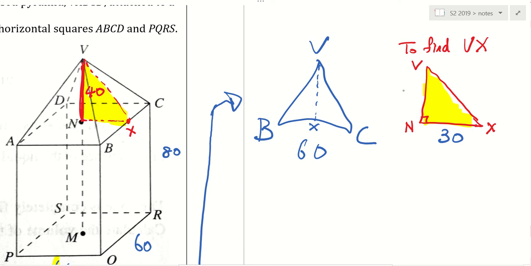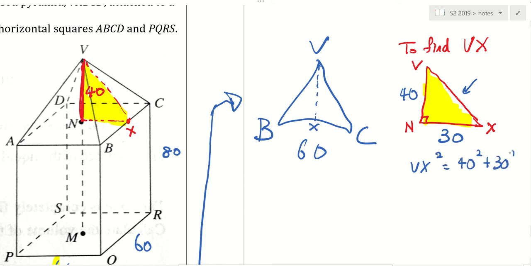How do I find VX? Pythagoras. Jiangming, can you set up the Pythagoras equation for me? I remember what? A square plus B square equals C square, right? Can you tell me which one is A square, which one is B square, which one is C square? So VX square will be equal to 40 square plus 30 square. Jiangming, do you agree about this?